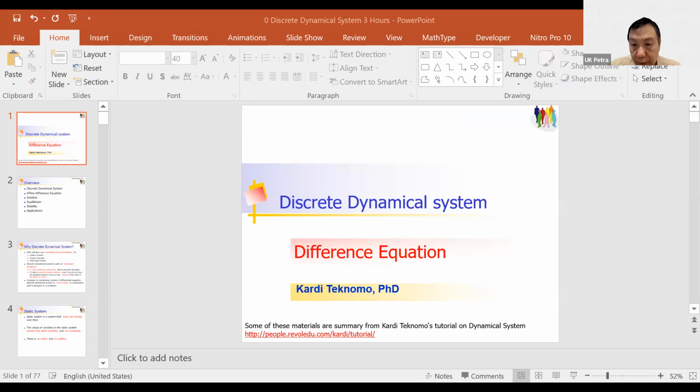So I will show you my slide. Okay, can you see? So there are several materials in my website in Revole 2 that you can also check. Okay. About differential, difference equation and system dynamic. Okay.